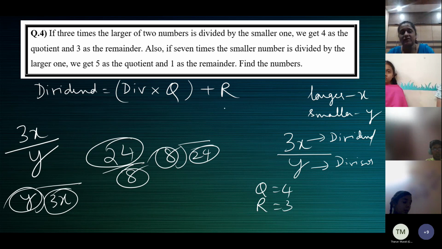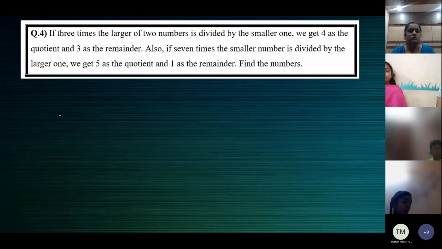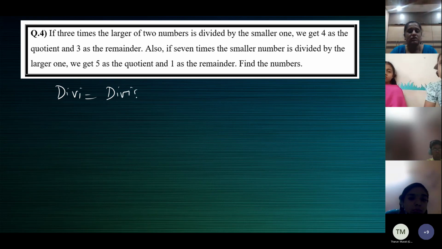That's how we write. If we have 125 divided by, say, 15, how will you write that? You'll write 125 here and 15 here. So the numerator is the dividend, the denominator is the divisor. So dividend is equal to divisor into quotient plus remainder.